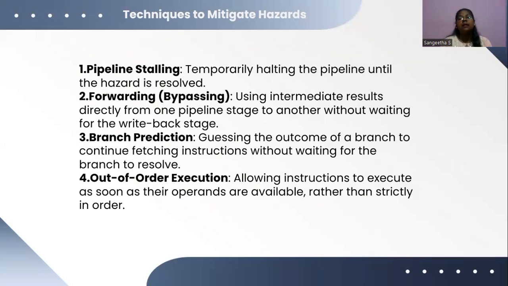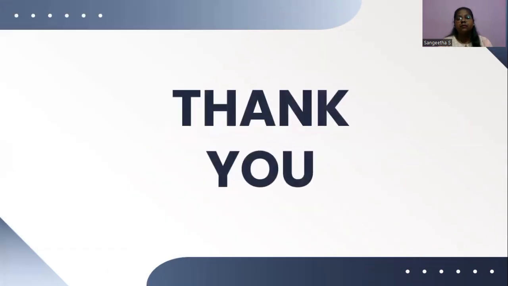Forwarding, using intermediate results directly from one pipeline stage to another without waiting for the write back stage. Without waiting for the write back stage, we give the intermediate results directly to the pipeline stages that come before write back. Branch prediction, guessing the outcome of a branch to continue fetching instructions without waiting for the branch to resolve. Out of order execution, allowing instructions to execute as soon as their operands are available rather than strictly in order. Thank you.